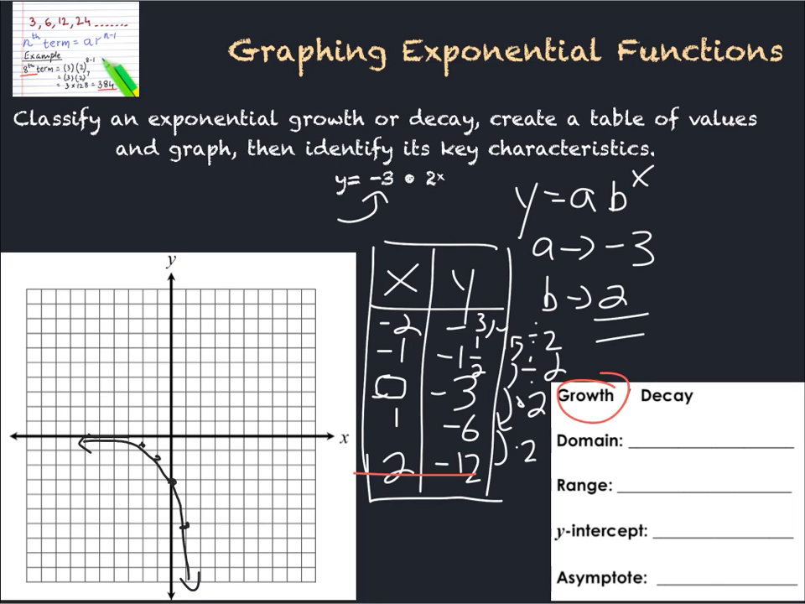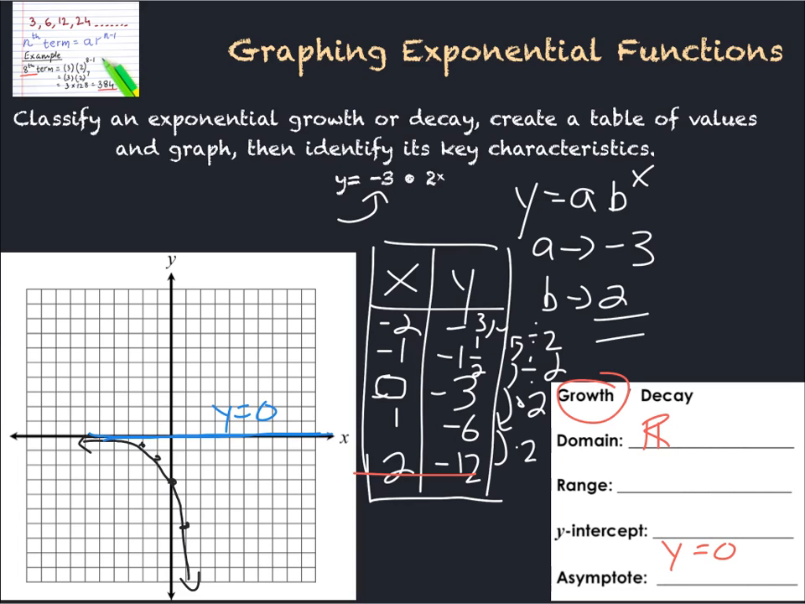And what would our domain be? Our domain would still be all reals. What would our range be? Well, first let's talk about our asymptote. Remember, asymptote is the line where our exponential function approaches but never crosses. And once again, that looks like it's the y equals 0 line. It looks like we're getting closer and closer to y equals 0 as we approach negative infinity, but we're never actually going to cross it. So our asymptote is going to be y equals 0.